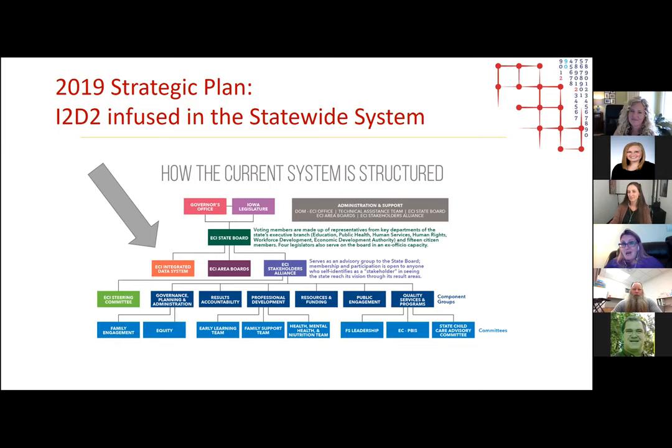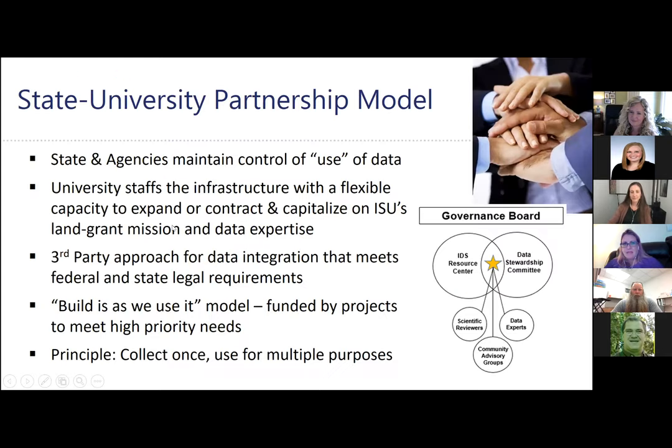So what's really cool is now our system is really infused in state government. Early Childhood Iowa, I'm not going to spend a lot of time on that today, but invite me back for virtual coffee again some other time. I'll be happy to talk about Early Childhood Iowa. But I2D2 has become part of how ECI works now. It is key to the organizational structure here. Right down from the governor's office to the state board, here's our integrated data system, really informing state work at the state level. Our state university partnership model really helps make sure that state and agencies maintain control of their data. So we have a combination of the right people at the table and then built-in processes throughout the way to ask questions, to figure out which data, to think about things over time. One of the things that's been really important to us has been the build it as we use it model.